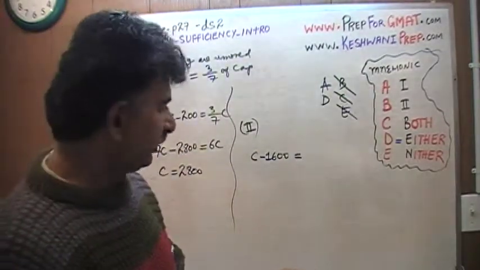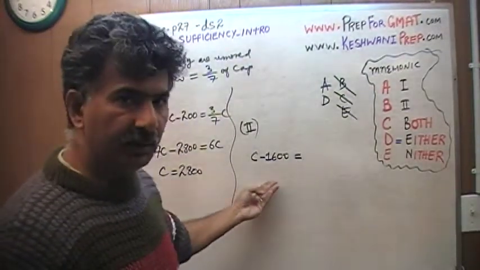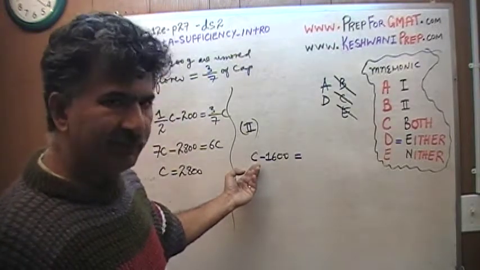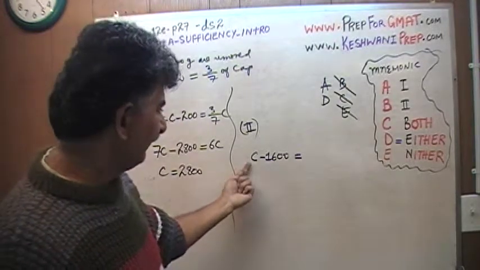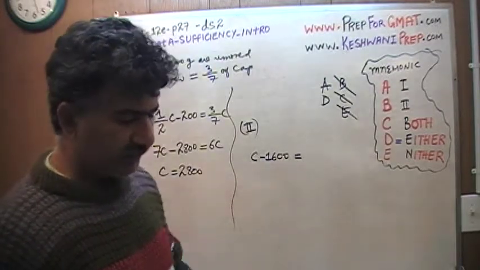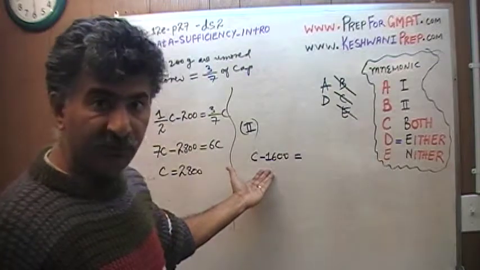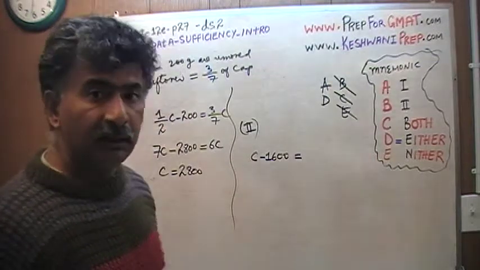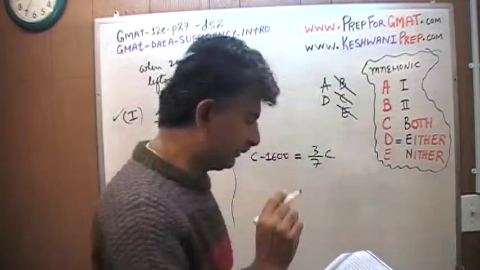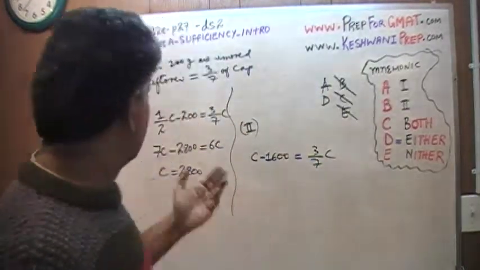After the 200 gallons were removed, but putting the 200 after the 200 gallons were removed was not the point here. What was left was 1,600 less than the capacity. This is the capacity, and it's 1,600 less than that. And we are also told at the top of the problem that this portion, 1,600 less than the capacity, represents 3/7 of the capacity.